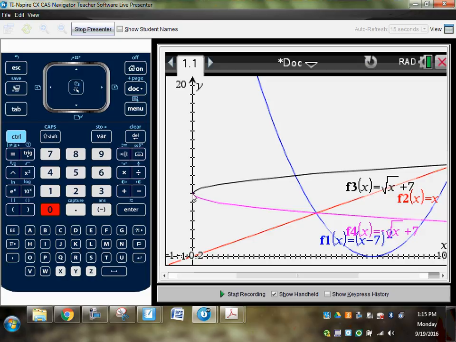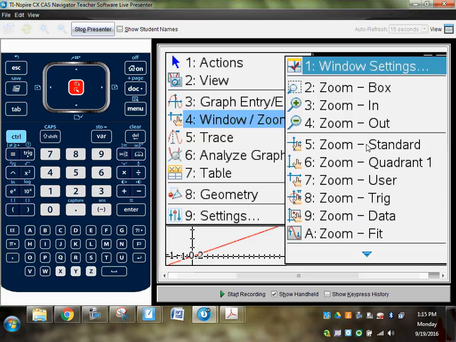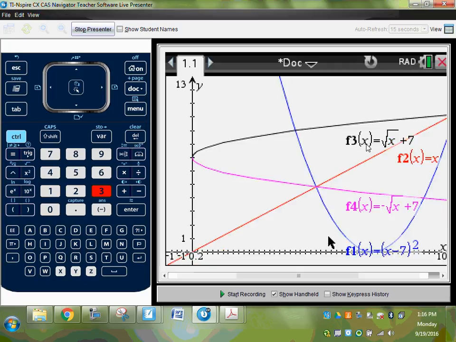By the way, if I were to edit this again, do I need to show this much of the y-axis? So let's go in and we'll change it one more time. Go in, please, to menu and 4 for window. And let's go to window settings. The x's seemed okay. Let's make our y-max, let's make it, I don't know, 13. And then graph it. Is that going to make it look nice and easy to do? And click OK. Does that eliminate some of our scaling issues? Okay. Questions on that? Now, let's bounce over, please.